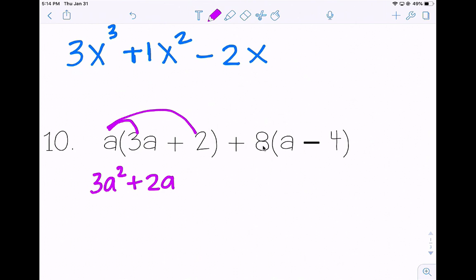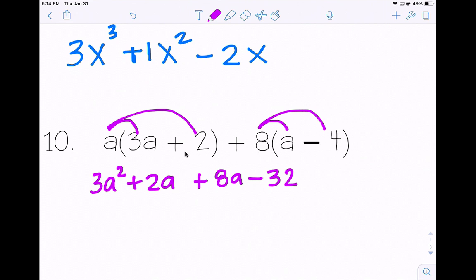But then when I look here, now I have 8 times a. So I'm going to distribute 8 times a. That's plus 8a. Then 8 times negative 4 would be minus 32. So at this point, we've distributed all to every piece, and we got rid of our parentheses.